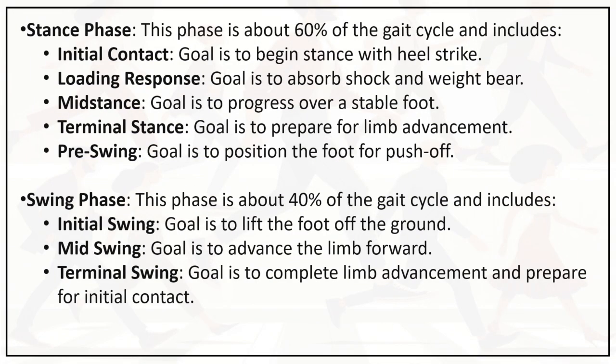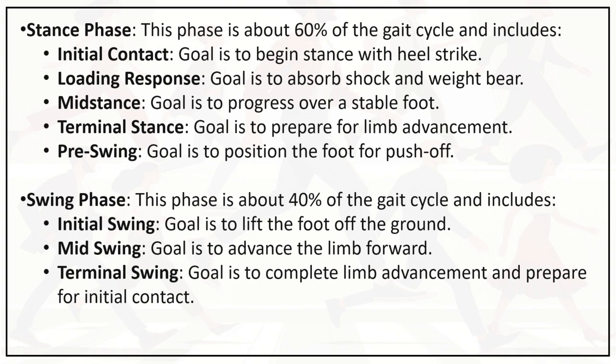The stance phase is about 60% of the gait cycle. In initial contact, the goal is to begin stance with heel strike. Loading response is to absorb shock and bear weight. Mid-stance is to progress over a stable foot. Terminal stance is to prepare for limb advancement, and pre-swing, the goal is to position the foot for push-off.